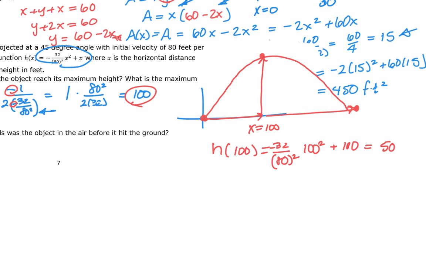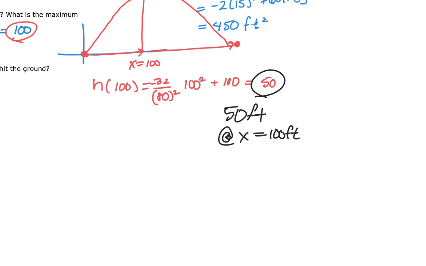Okay, so now we have the maximum height. It is 50 feet at x is equal to 100 feet horizontally. But that still doesn't answer what time. How long did it take us? So what we're going to do is we're going to cheese it. We'd need calculus to actually figure out the distance traveled, this arc length here. We're not going to do that for this class. We're just going to say, let's figure out how long it took to travel 100 feet horizontally to make our lives easier.